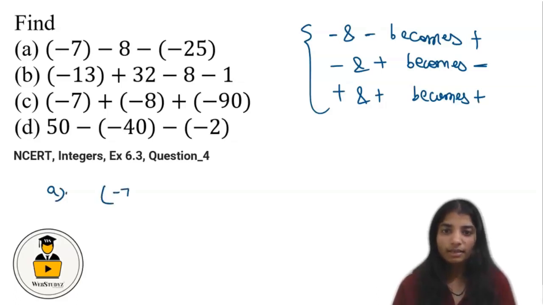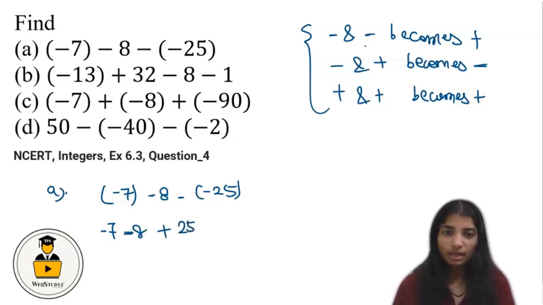Part A is minus 7, minus 8, minus of minus 25. Let's solve the brackets first. So minus 7, this from here is minus 7 and this from here is minus 8. As we just discussed, minus and minus become plus. So minus of minus 25 becomes equal to 25. Taking minus common from the first two terms, this is equal to minus of 7 plus 8, plus 25.